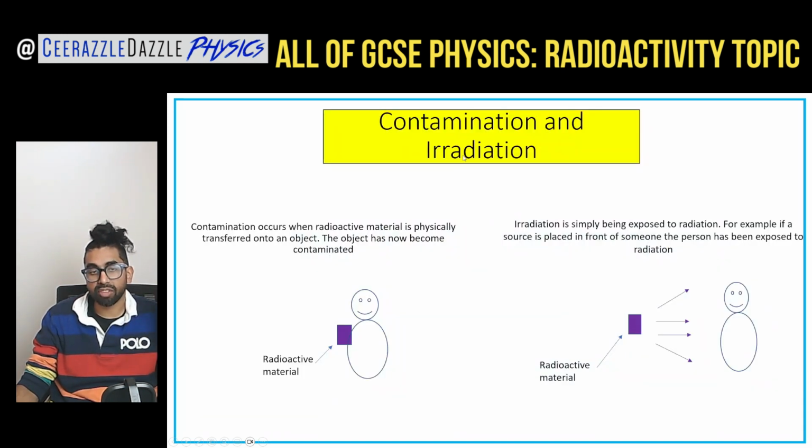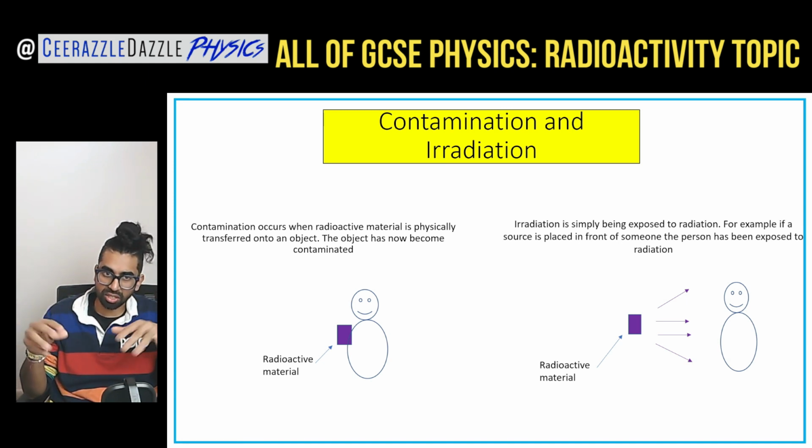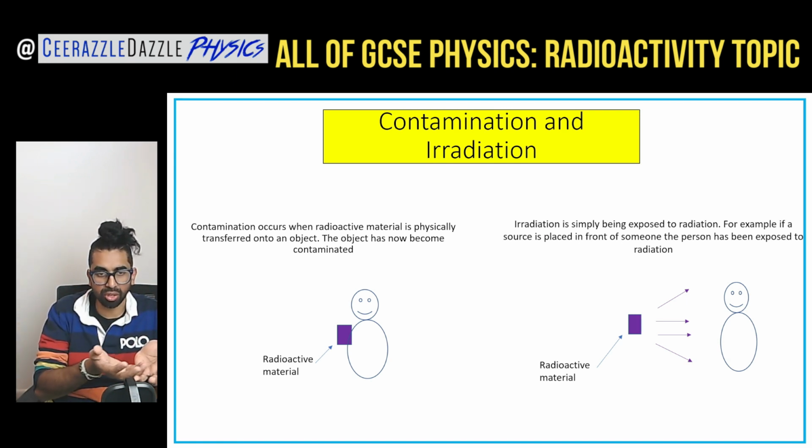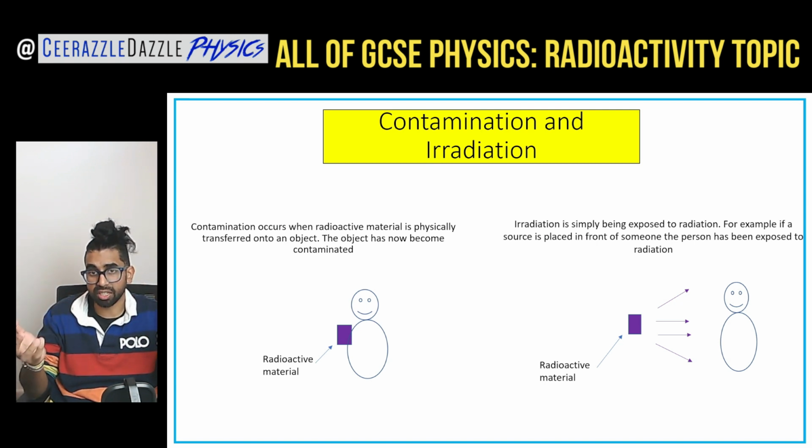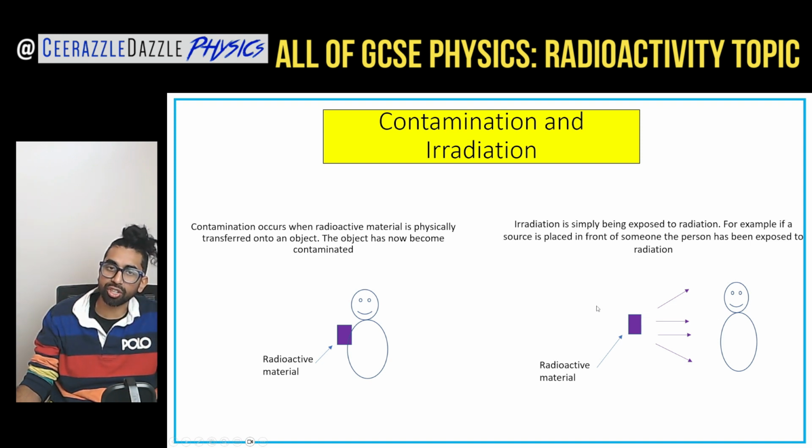And last of all, the difference between contamination and irradiation. Contamination is when a radioactive material actually physically gets transferred onto something. I always give the example of, imagine a fly, it touches something dirty and it lands on your food, it's contaminated it. It's actually transferred the physical matter onto something new. So if something radioactive has actually physically attached itself to you, you've been contaminated. Irradiation is different. It is simply being exposed to the radiation. So as you can see over here, the radioactive material hasn't touched the person, you're just being exposed to it. So there is a difference between contamination and irradiation.